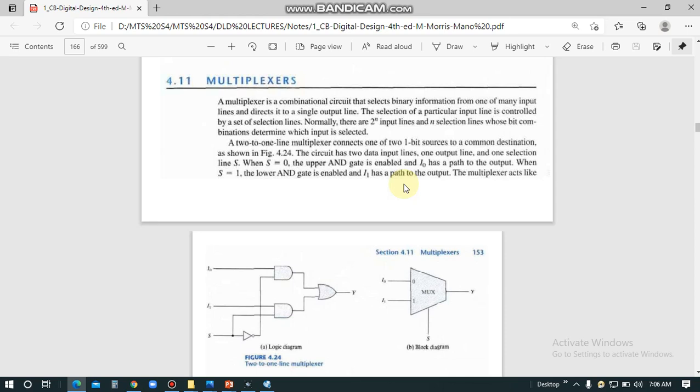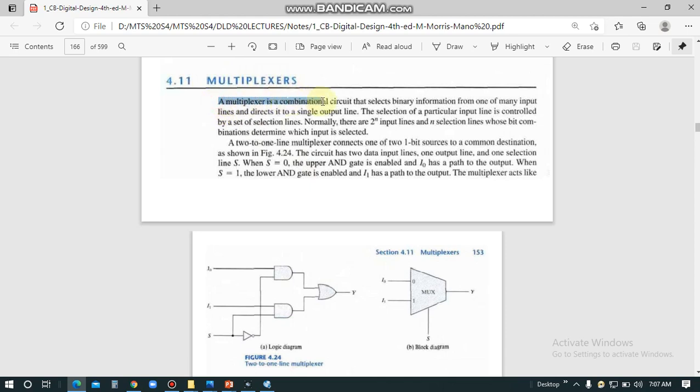Today I'm here with a concept in digital logic design which is considered to be very difficult for a beginner like me. But once I have learned it, I consider it a very simple concept and I'm here to share it with you. What is a multiplexer?